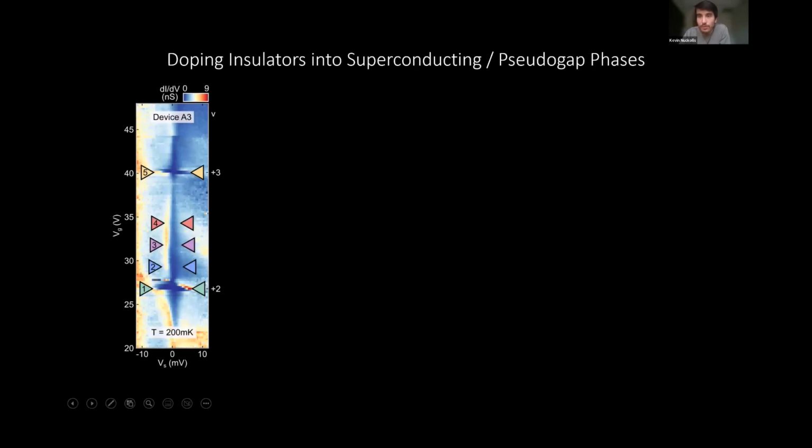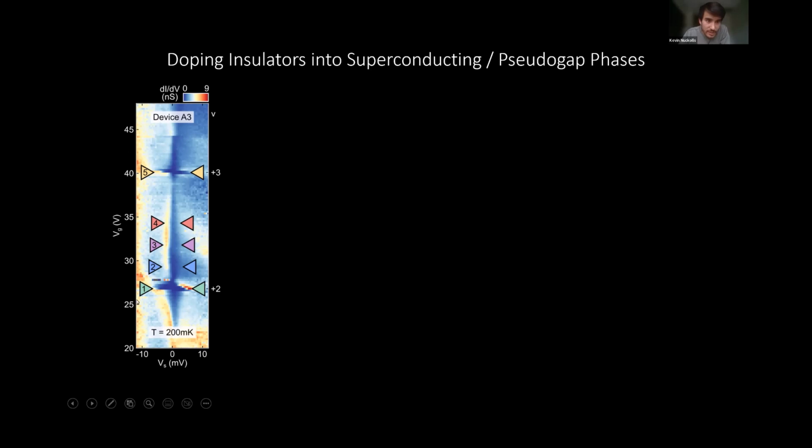Finally, I want to talk about how we use these order parameter analyses to probe superconductors and pseudogap phases at nearby densities. In transport experiments and scanning tunneling spectroscopy experiments, when we dope these insulators, we find unconventional superconductors, and we'll find that all of these states are intervalley coherently ordered, but they show different types of order parameter maps.